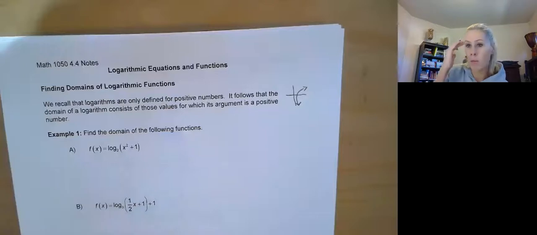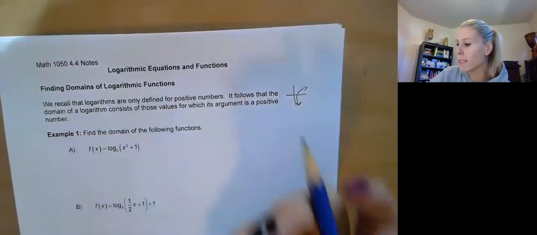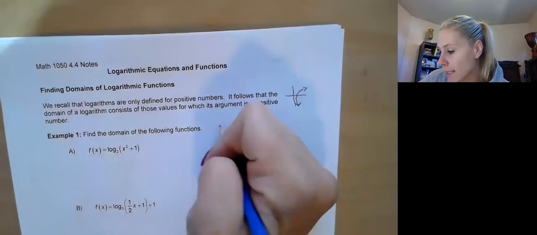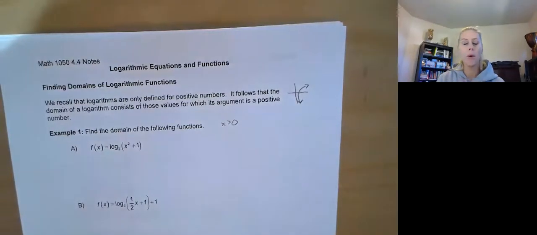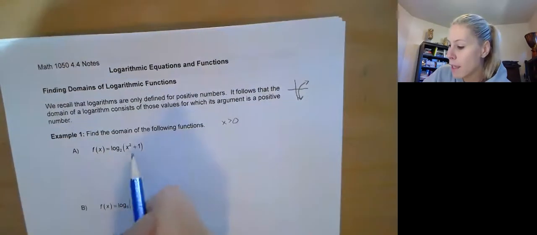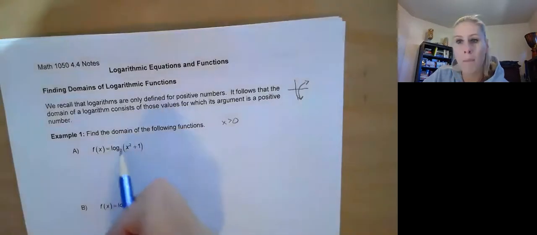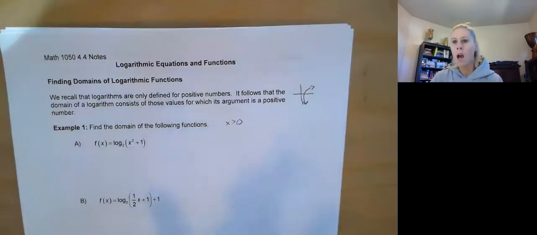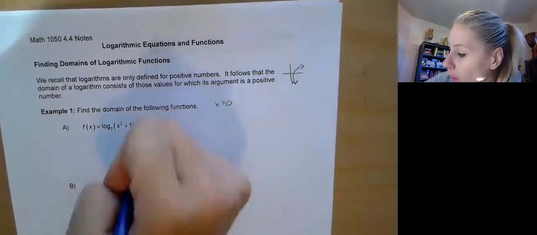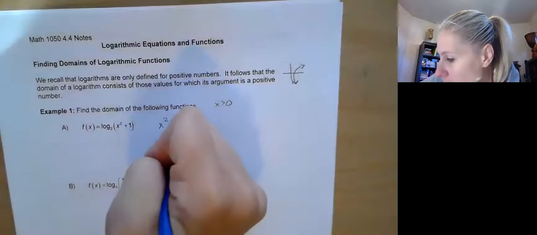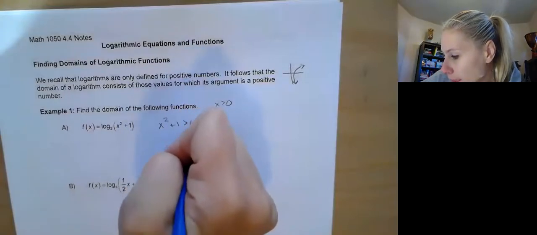So let's think about what we need. Well, what that means is that it has to be greater than 0, right? So that's the idea. So what we do is we take what's in these parentheses, okay? Remember the 2 is the base, so that's why I'm not using the word base. So we're going to take that part in the parentheses and we are going to set that greater than 0, because remember, it can't be negative and it can't be 0. Those don't exist. So x squared plus 1 is greater than 0.